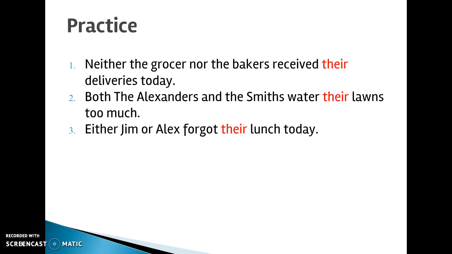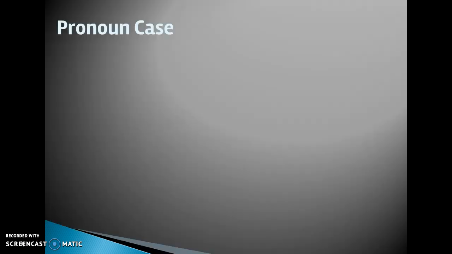Hopefully you got neither the grocer nor the bakers received their. Their should match with bakers. Both the Alexanders and the Smiths. Their, because and brings together. Either Jim or Alex forgot their lunch. We knew that Alex was gender nonconforming, so we're using a gender neutral pronoun there.